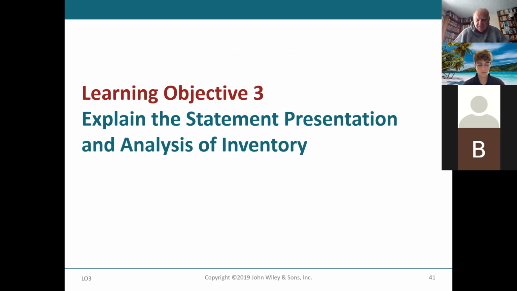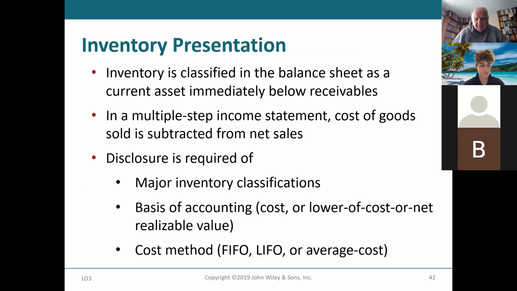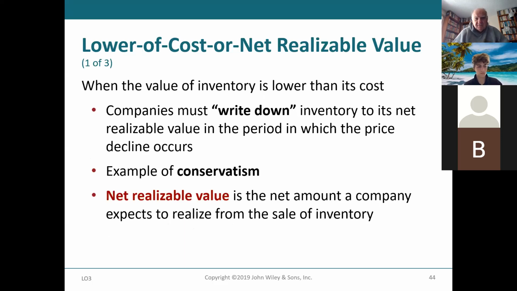Explain the statement presentation and analysis of inventory. Inventory is an asset on the balance sheet, and in a multiple step income statement, which we were working on last chapter, you learn that we have sales minus cost of goods sold equals gross profit, okay? Here's another accounting principle you need to familiarize yourself with: the notion of lower of cost or net realizable value. Lower of cost or market.